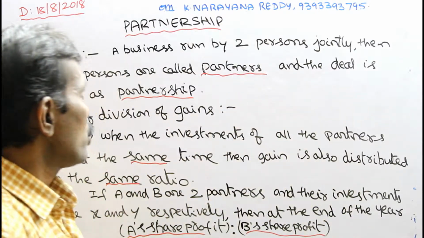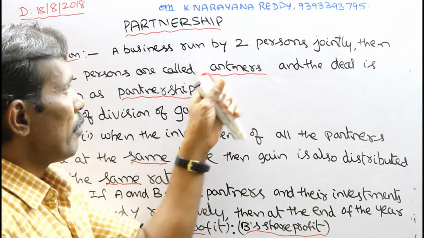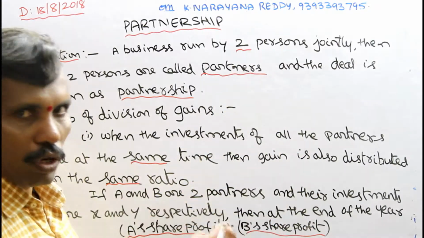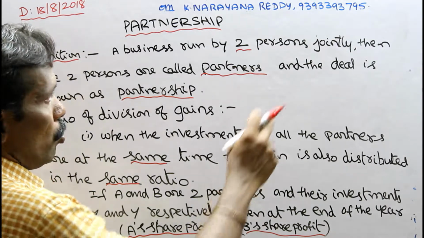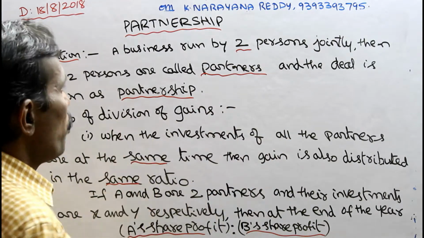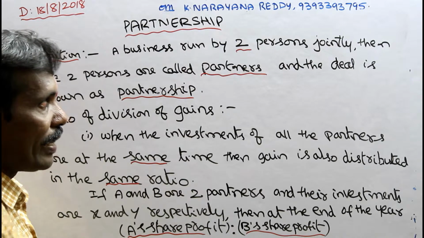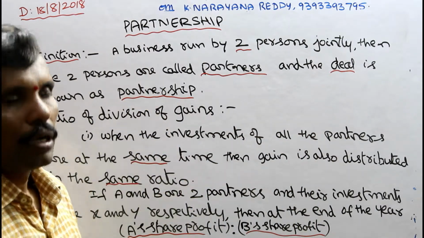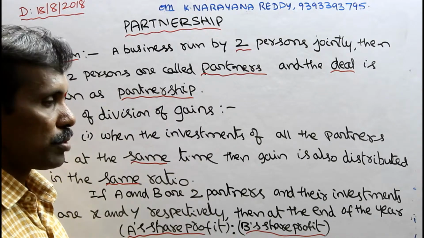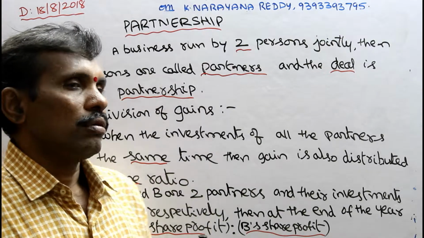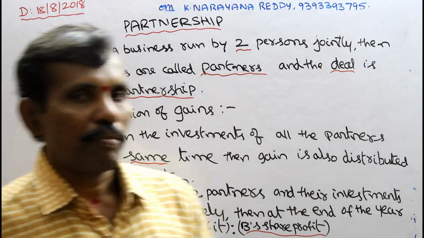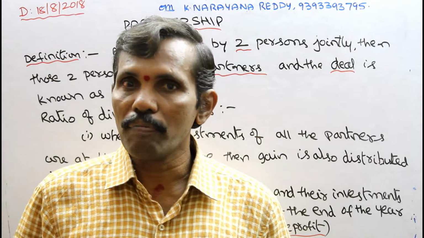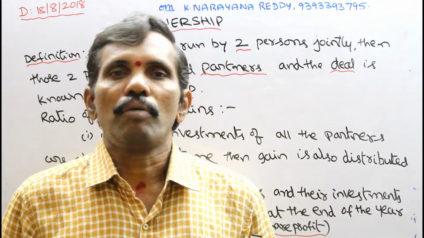Okay. Now see this one. A business run by two or more persons, whatever it may be. Two persons jointly are called partners, and the deal between them is known as a partnership. Simply, whenever a business is done by two or more persons jointly, they are called partners, and the deal between them is known as a partnership.